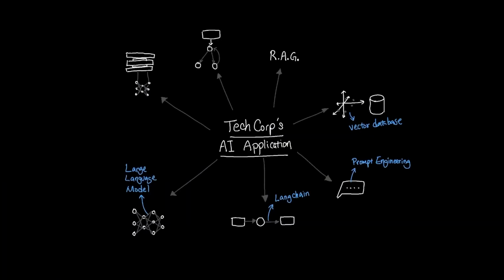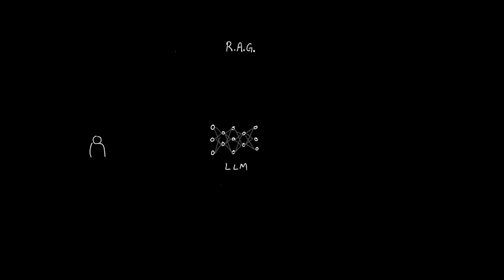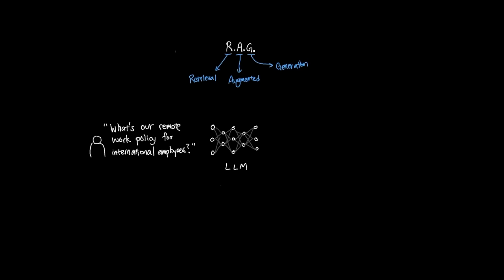So, is it possible that instead of searching through the entire 500 gigabytes of documents, the AI assistant can fit them into its context window and generate output? This is called RAG, or Retrieval Augmented Generation. Let's say your company used the AI assistant to ask this question: "What's our remote work policy for international employees?" In order to understand how RAG works, we need to break it into three simple steps: Retrieval, Augmentation, and Generation.